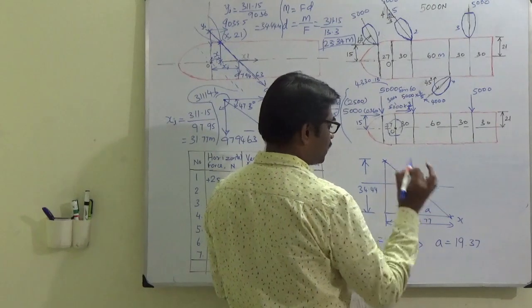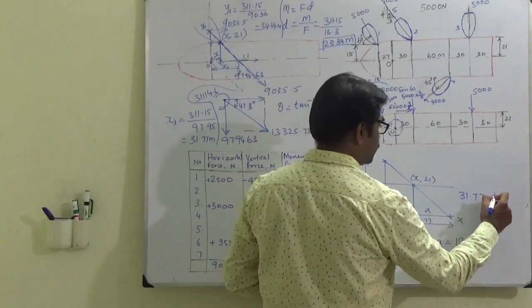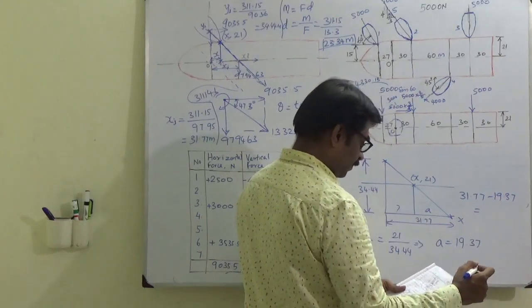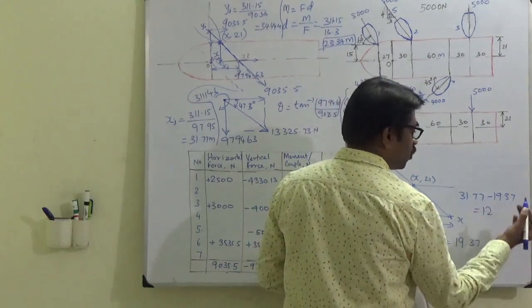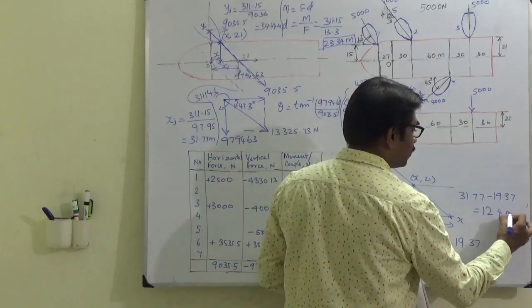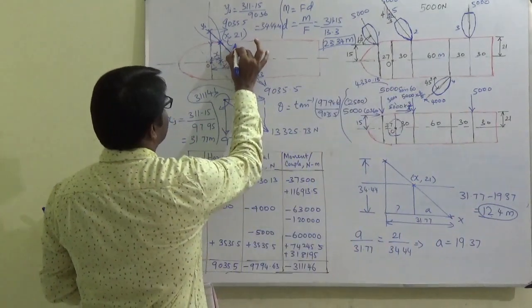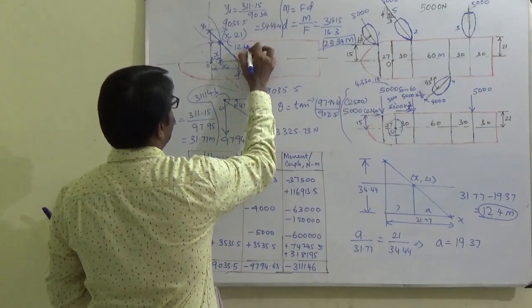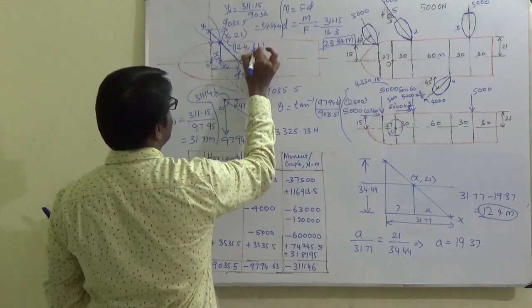So then what is this value? 31.77 minus 19.37 is 12.4 meter. 12.3 something or close to 12 point. So if this x is 12 point 4, and 21. So this is x and this is y.